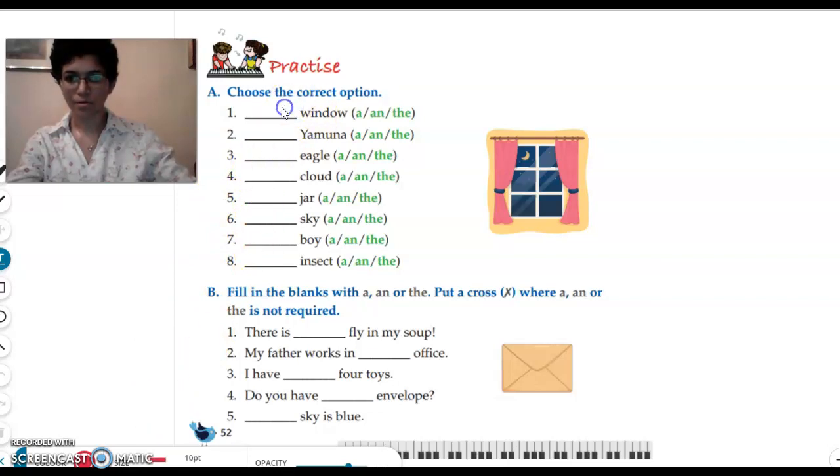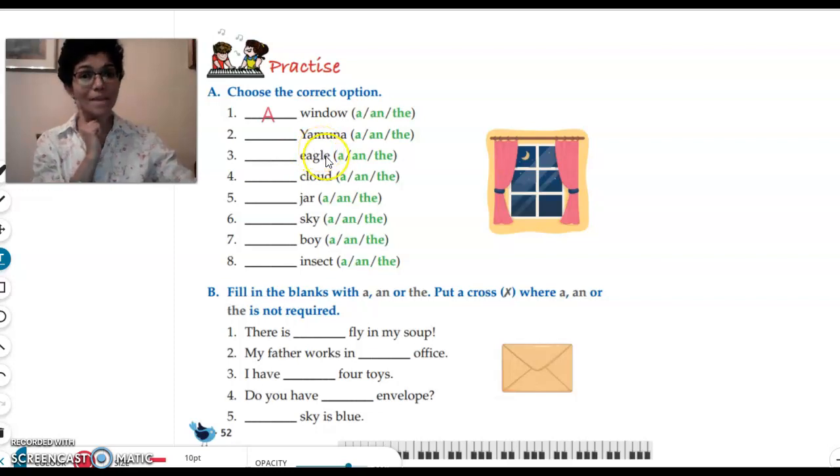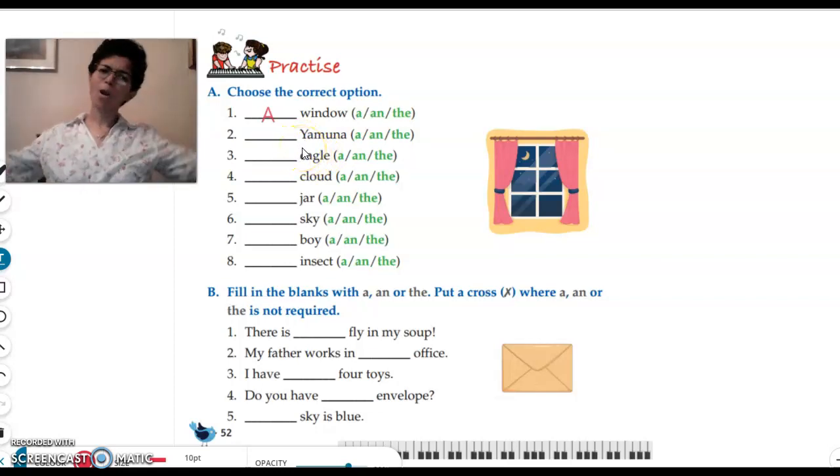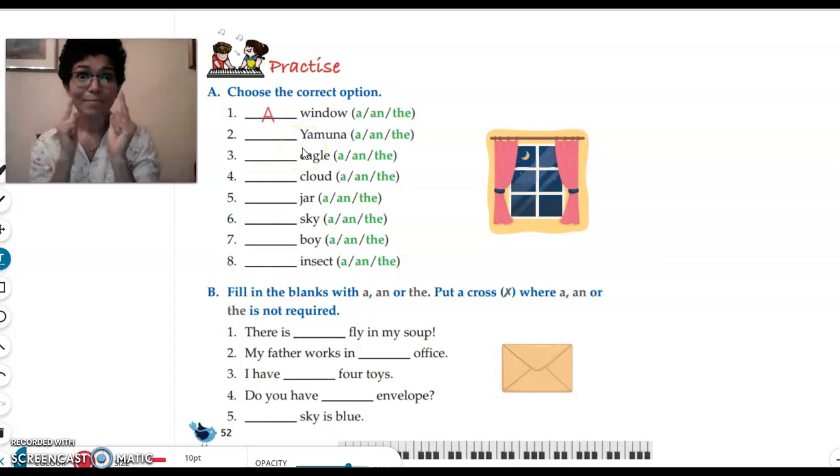Okay, now A. Here you write A. And then what do I write here for the second one? Yamuna. What is Yamuna? It can be name of a person, or in this specific case, it can also be the name of a river. Here it refers to a river. So, but when I say a river, I am referring to all the rivers. But here we are speaking about one single river, Yamuna.